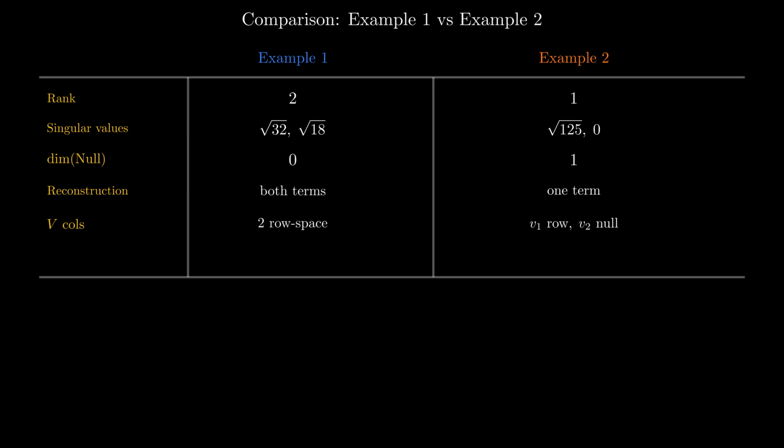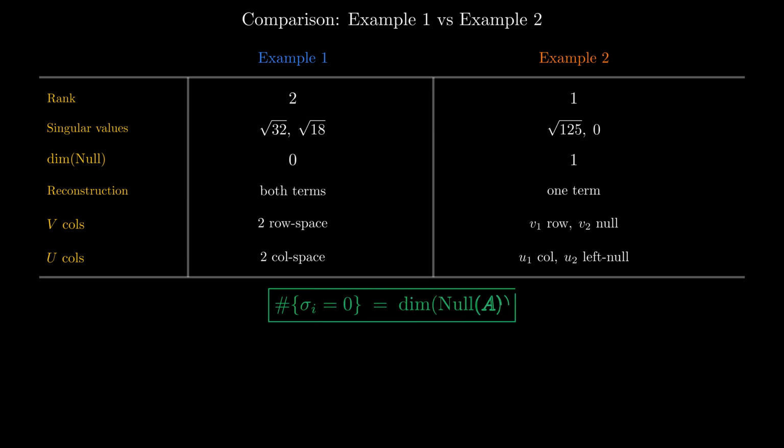In both cases, V's columns gave an orthonormal basis for the entire domain, split into row space and null space. U's columns gave an orthonormal basis for the entire codomain, split into column space and the left null space. The number of 0 singular values is exactly the dimension of the null space. Invertibility just determines how many zeros appear in sigma. The SVD never crashes, it just records the geometry.